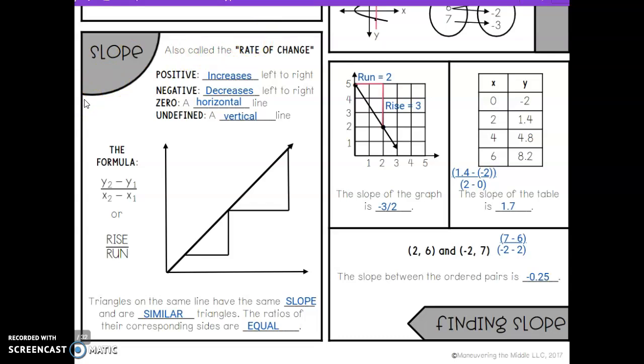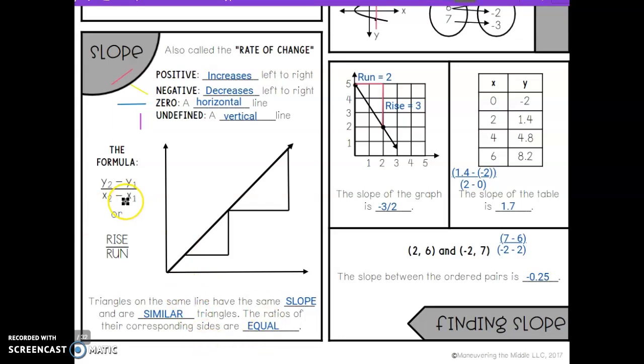If it is a positive slope, then that means that it is going to increase left to right. And I'm going to try to draw right here. It's going to be increasing left to right. If it's negative, it is going to be decreasing left to right. If it is a zero slope, it is a horizontal line, a completely flat line. And if it is an undefined slope, you are going to have a vertical line up and down.